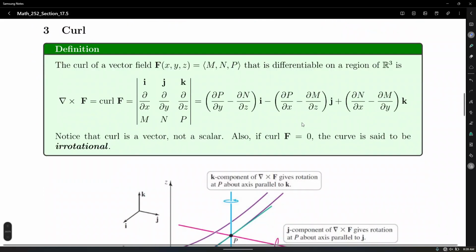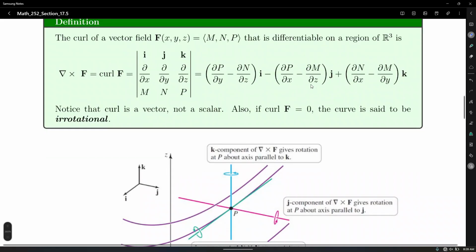Okay. Curl, number 3, curl. The curl of a vector field, again, this operator will act on a vector field in a similar way that divergence did. The gradient acts on a scalar to produce a vector. The divergence acts on a vector to produce a scalar. However, the curl acts on a vector to produce another vector. We will see a lot of pretty cool connections here.